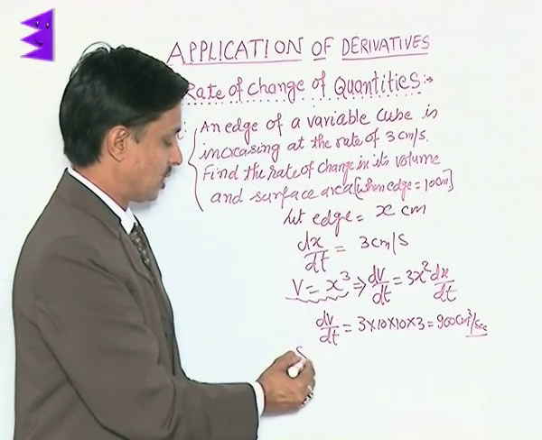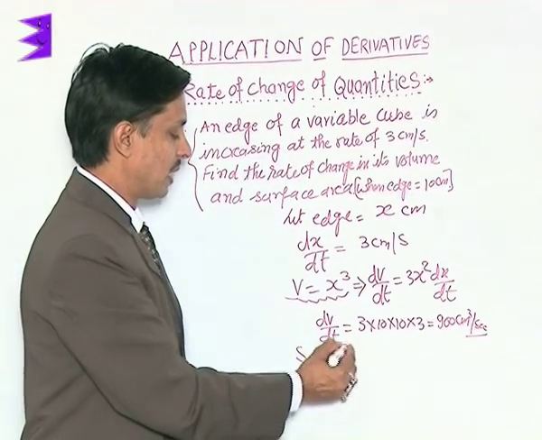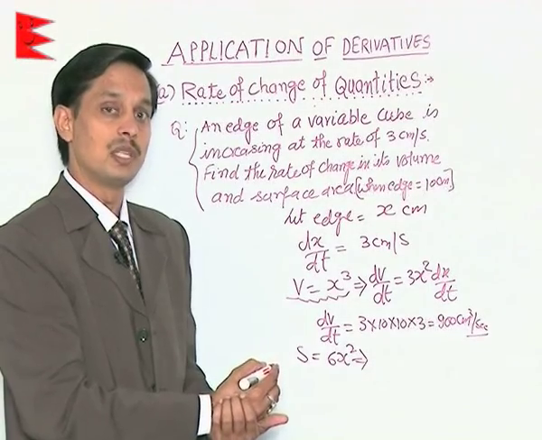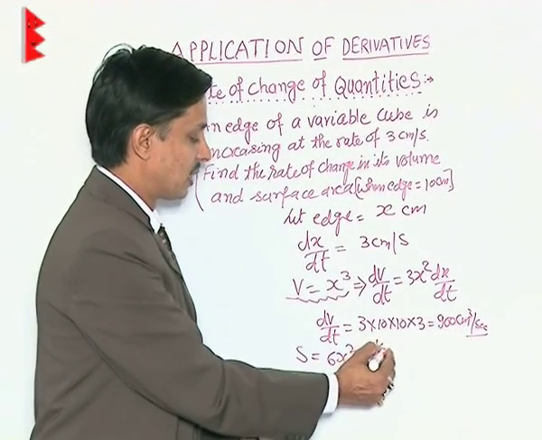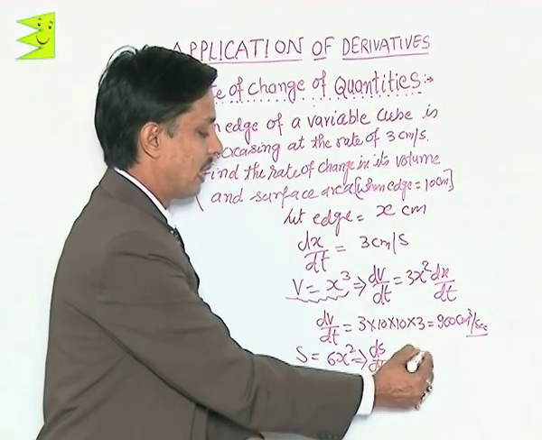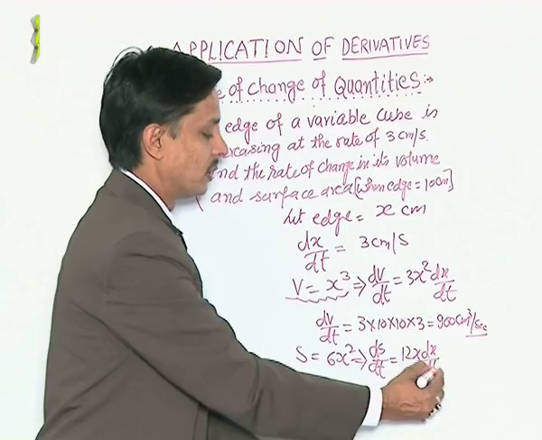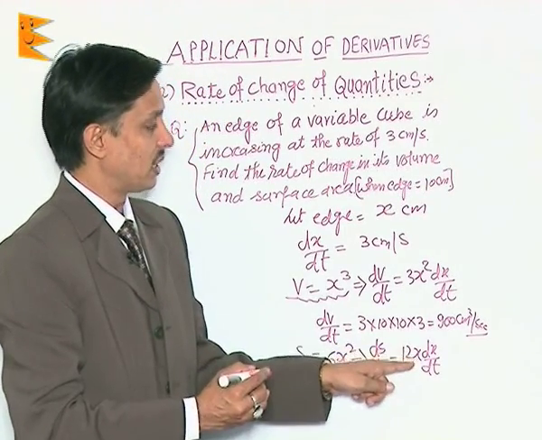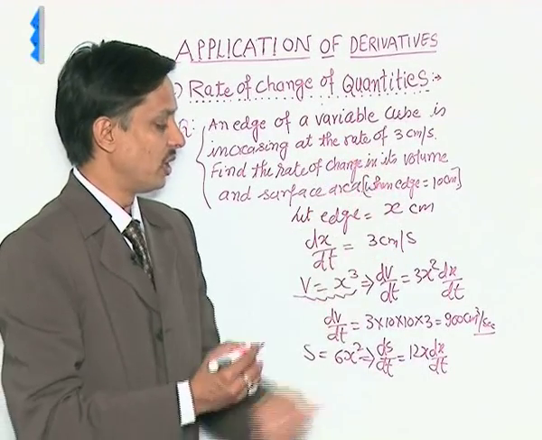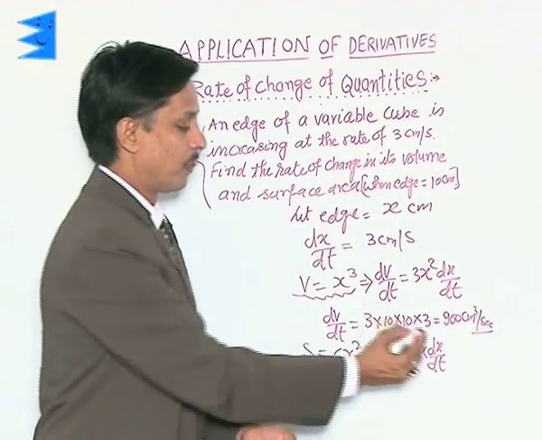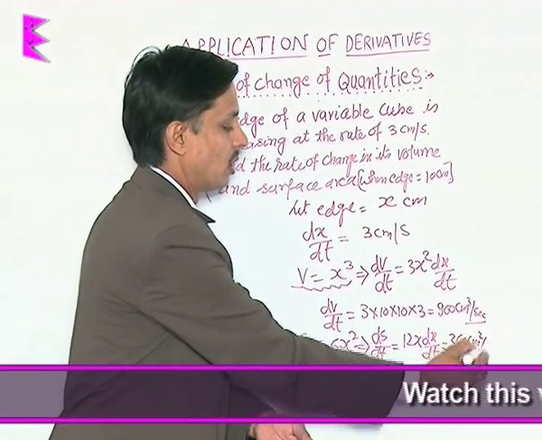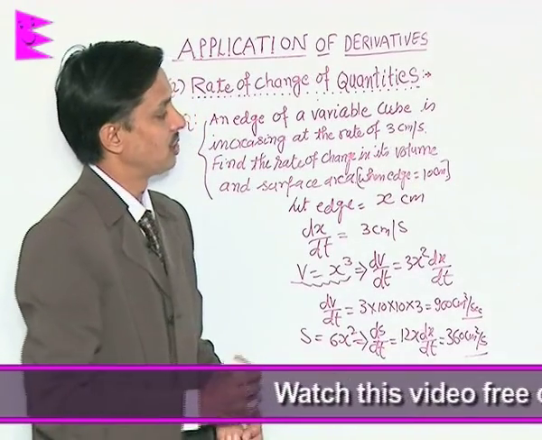They are also asking what is the rate of change in its surface area. We know that the surface area of the cube is given by 6x². If this is differentiated both sides with respect to t, then the left hand side will convert to dS/dt = 12x dx/dt. If these two values, that is x at instant 10 and dx/dt 3, are put, this answer will be 360 centimeter square per second.